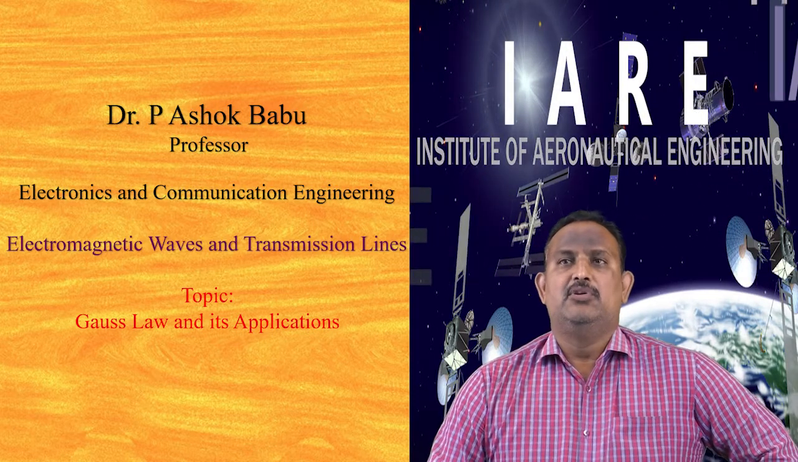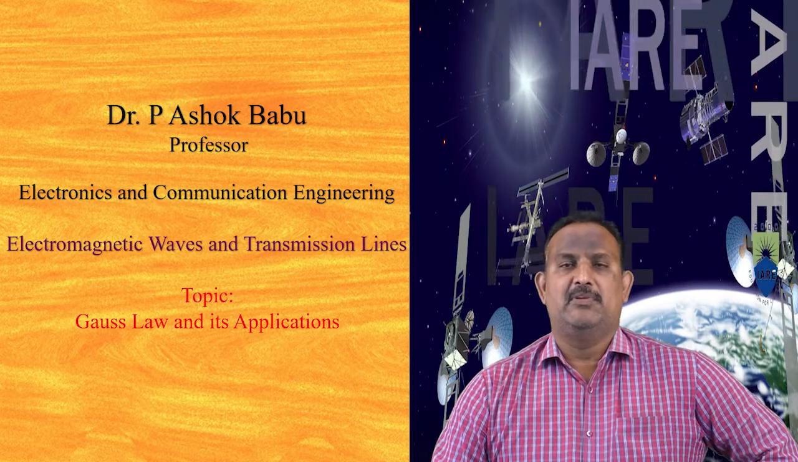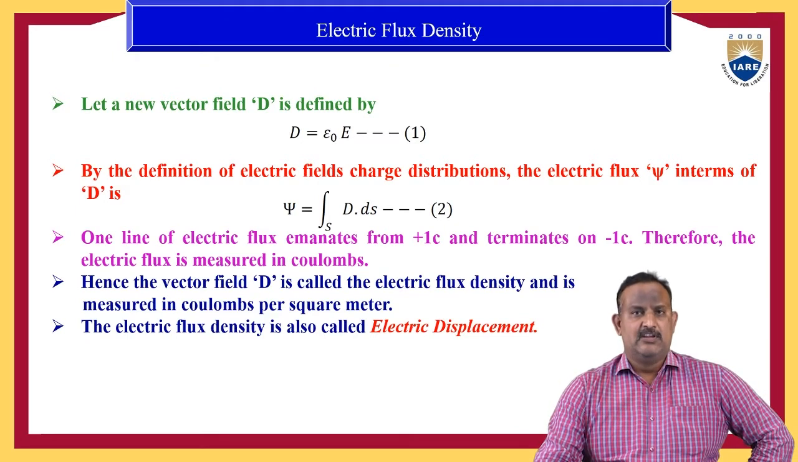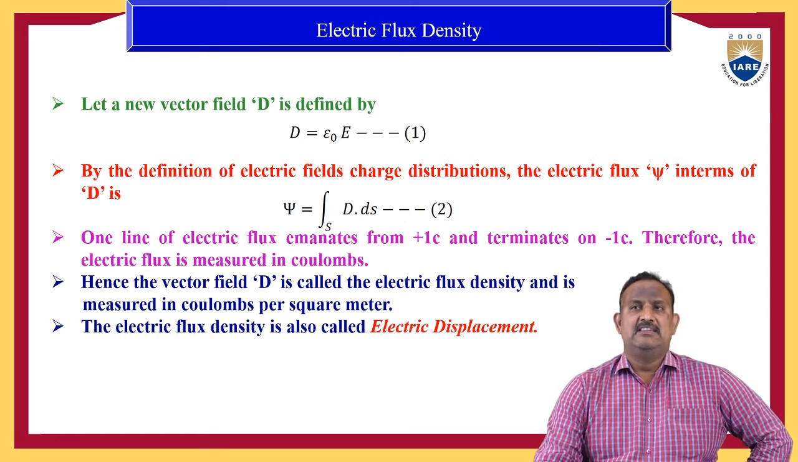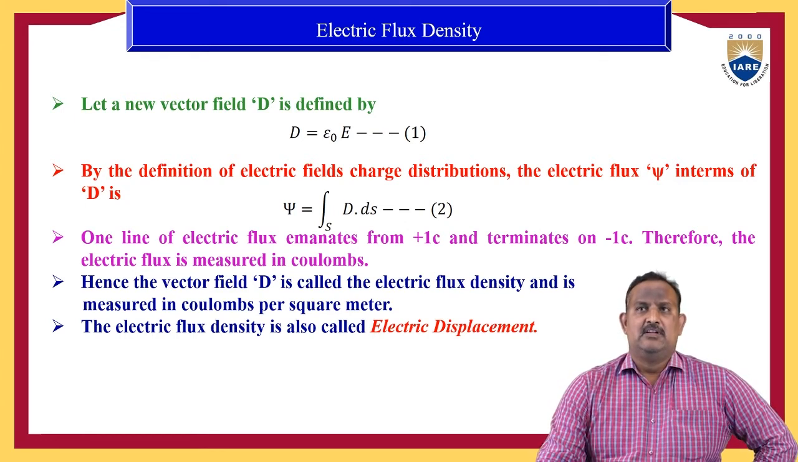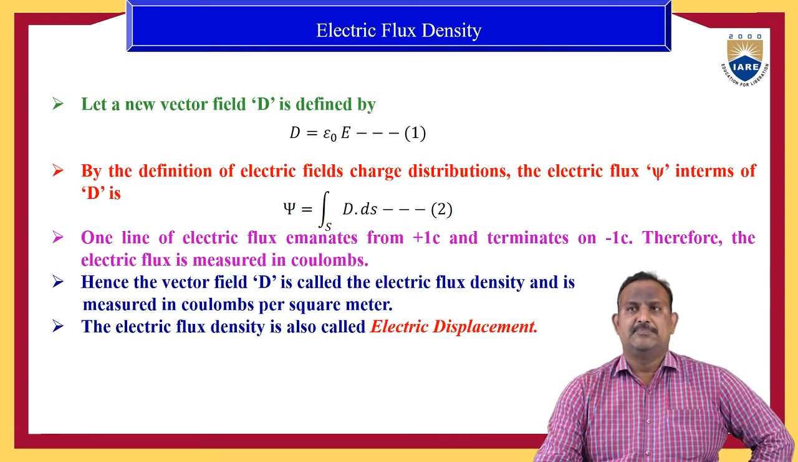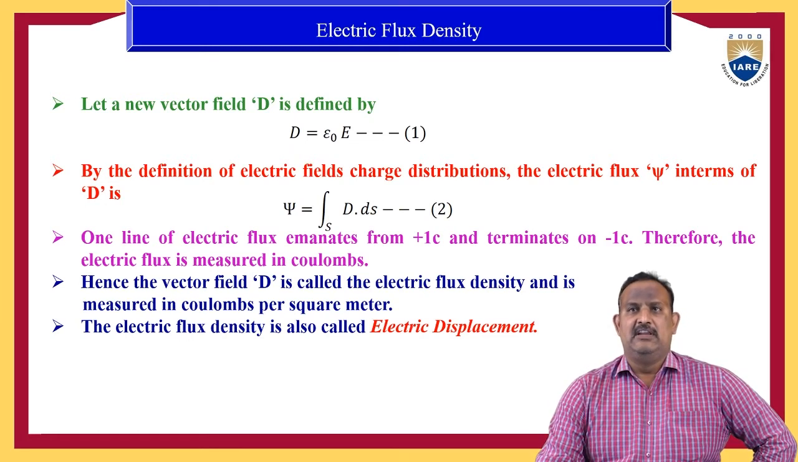In this video, I am going to discuss the electric flux density, Gauss law, and some of the applications of Gauss law. First, we'll define what is electric flux density. To define electric flux density, let us assume some vector field D, where D is the electric flux density, which can be defined as D equal to epsilon naught into E, where epsilon naught is the permittivity of free space and E is the electric field intensity.